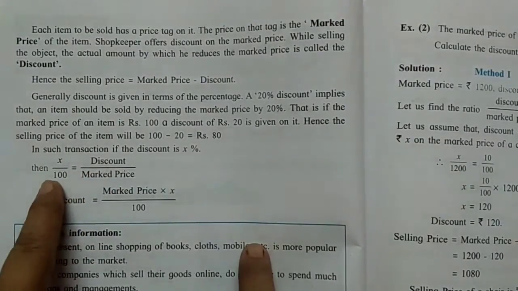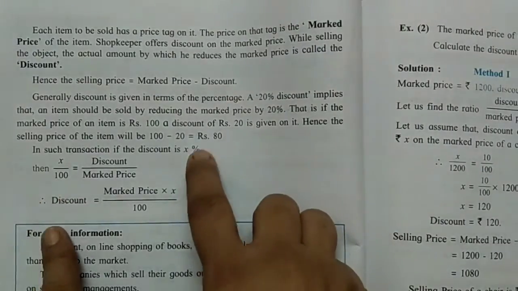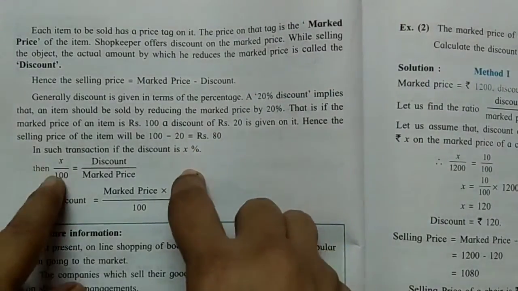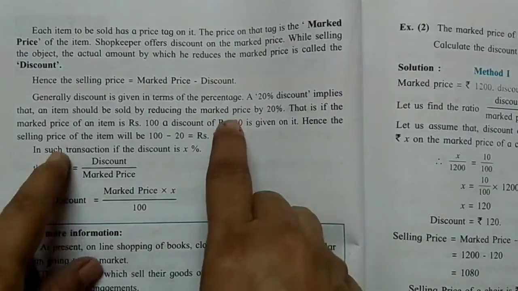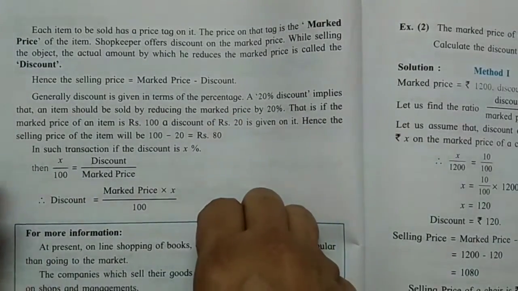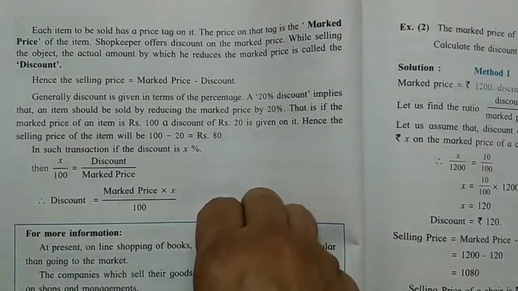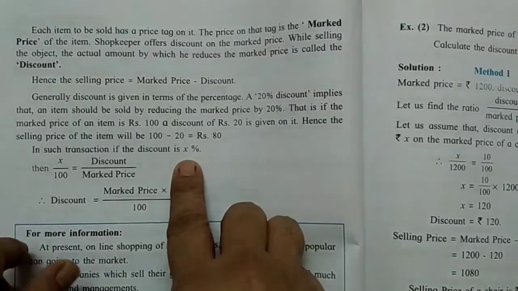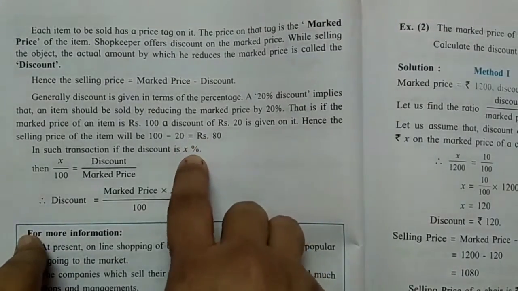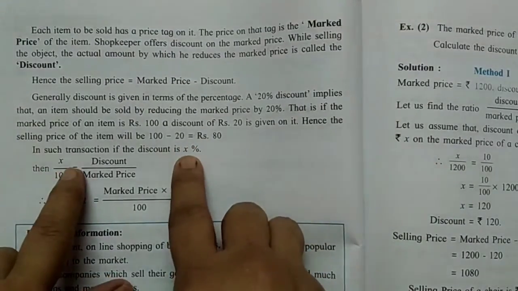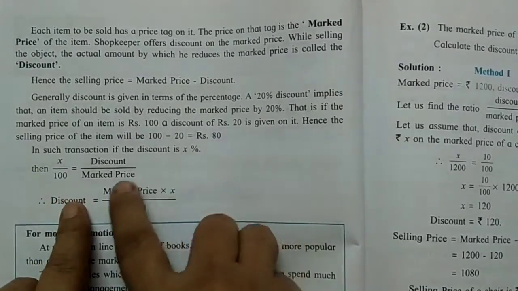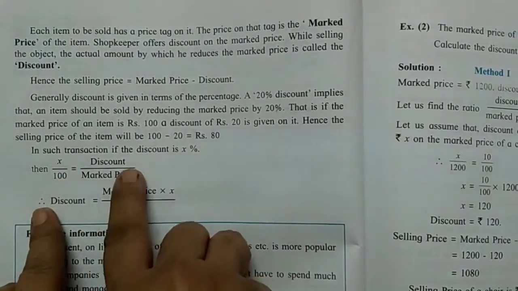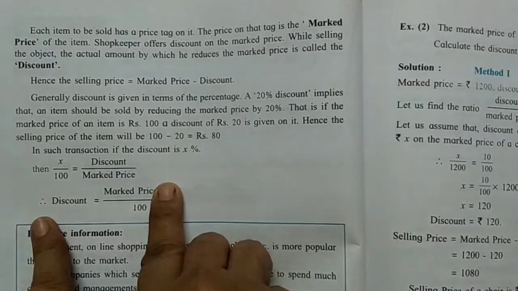X upon 100 is what? Percentage. Now this X percent means X upon 100. 20% means 20 upon 100, 30% means 30 upon 100, 40% means 40 upon 100. So whenever we say percentage, it is out of 100. So whenever you want to write any such term, X percent, in this form it will be X upon 100. So X upon 100 is discount upon the marked price.